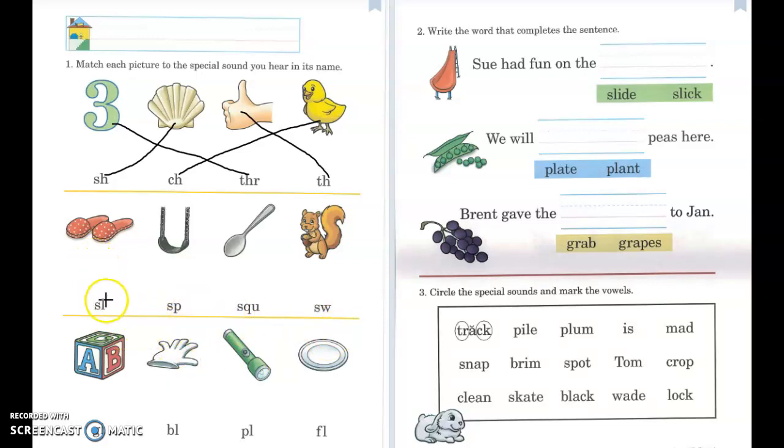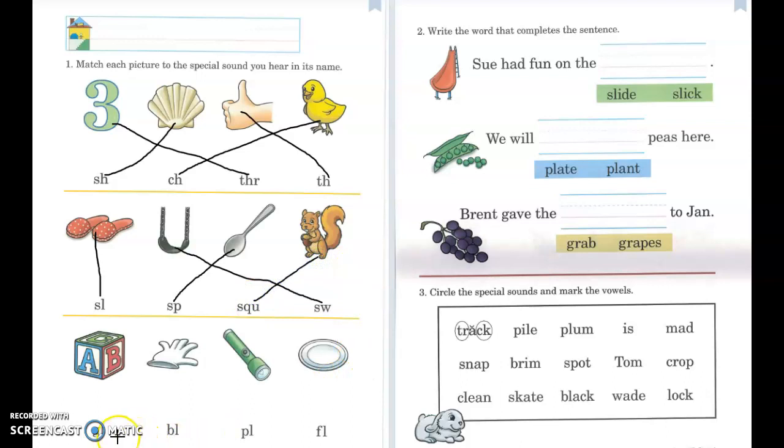So slippers begins with the SL sound, sl, sl. Swing begins with sw, sw. That's the SW. Spoon begins with a sp, like in SP. And squirrel begins with SQ.